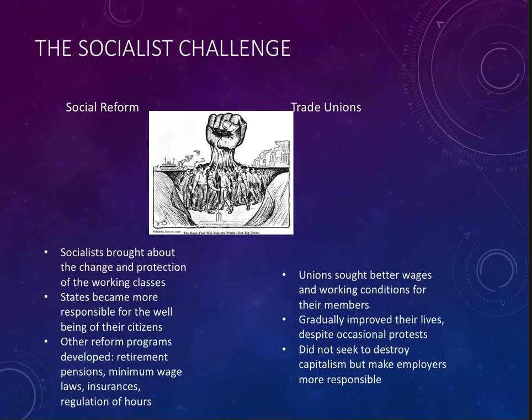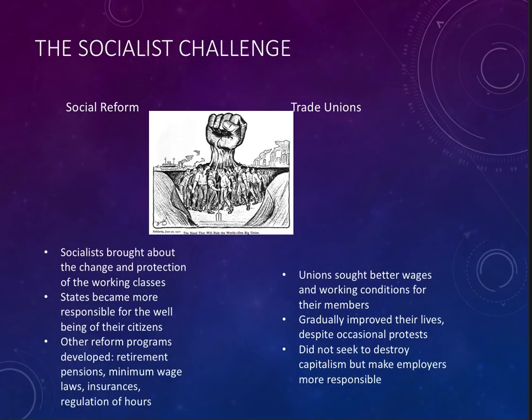Other reform programs will develop, like the retirement pension. You're going to see minimum wage, insurances and regulation of hours. And then we're also going to see the creation of trade unions. So unions were like these groups that were going to be working in favor of the factory workers.